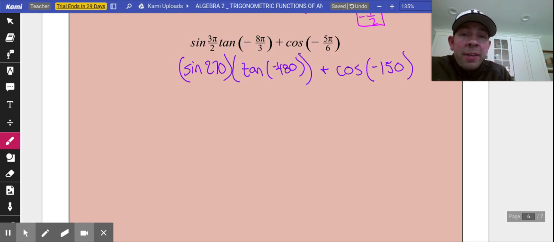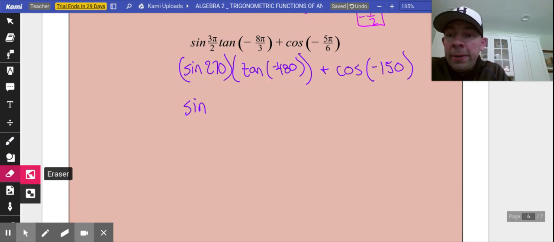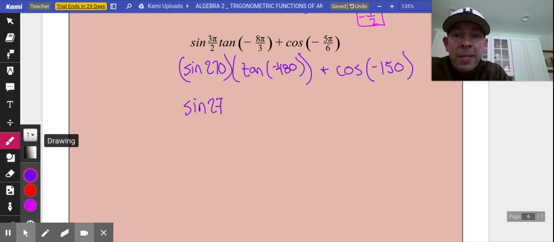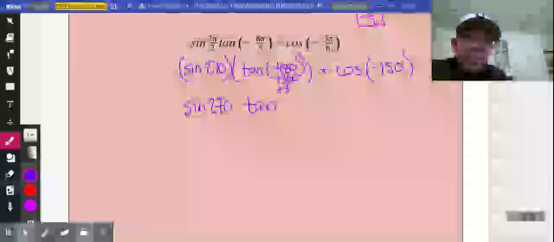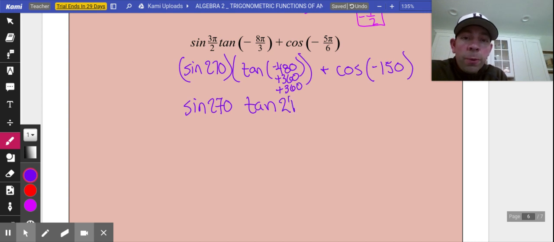So the first thing I've got to do is add 360 to these negative angles. Let's go 270. All right, tangent. So if I add 360, I'm going to get negative 120. So I had to add 360 again to get 240. And for the cosine, if I add 360 right there, I believe I'm going to get 210, right? So we'll do cosine of 210.